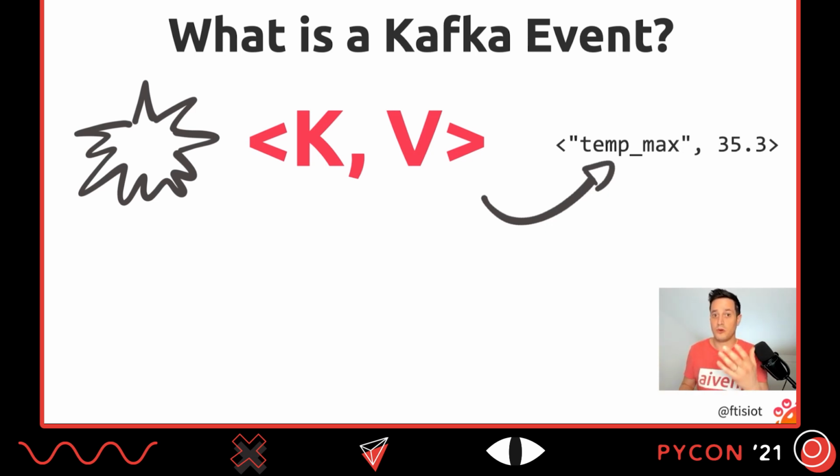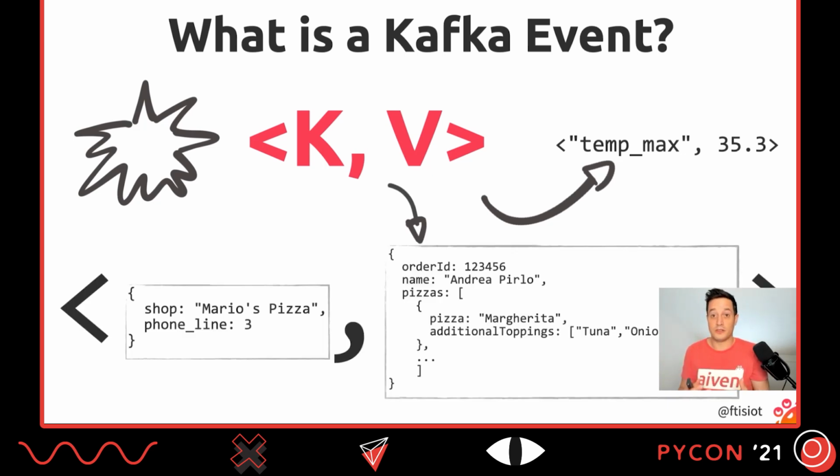For example, you want to include in both the key and the value JSON for the order that you are ordering, and specifying on the key the restaurant receiving the order and the phone line used to make the call, and in the value, the order ID, the name of the person making the order, and the list of pizzas. As you can see, you can specify that in any format.